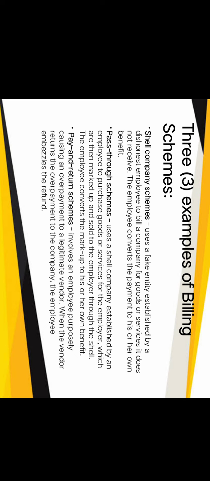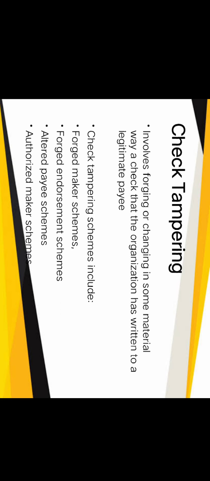Second is pass-through schemes, which use a shell company established by an employee to purchase goods or services for the employer, which are then marked up and sold to the employer through the shell. The employee converts the markup to his or her own benefit also. Pay and return schemes involve an employee purposely causing an overpayment to a legitimate vendor. When the vendor returns the overpayment to the company, the employee embezzles the refund.